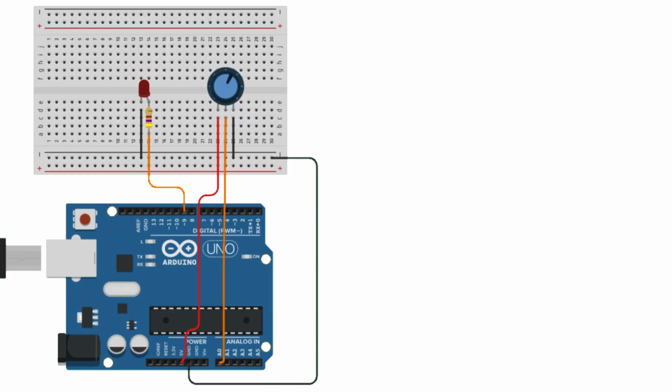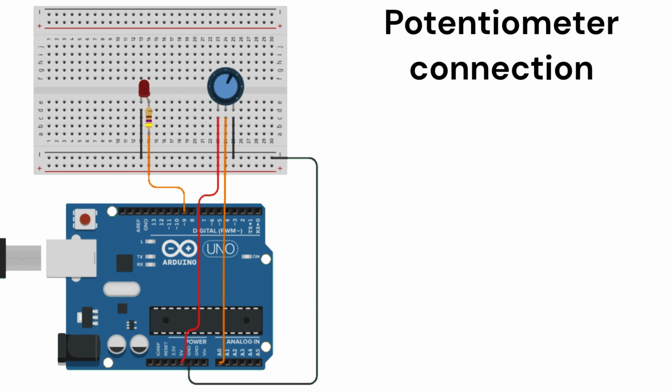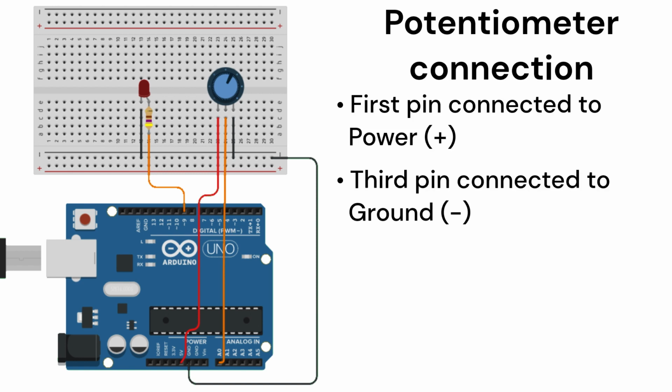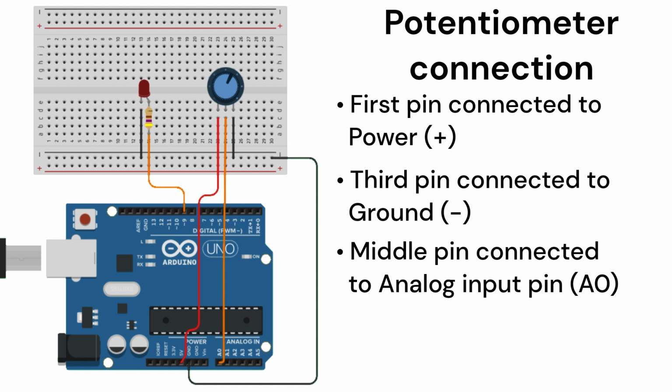Let's take a closer look at how a potentiometer can be used to control the brightness of an LED. Here, we have a potentiometer and an LED connected to a breadboard. The first and third pins of the potentiometer are connected to the power and ground rails of the breadboard, while the middle pin is connected to analog input pin A0 on a microcontroller.